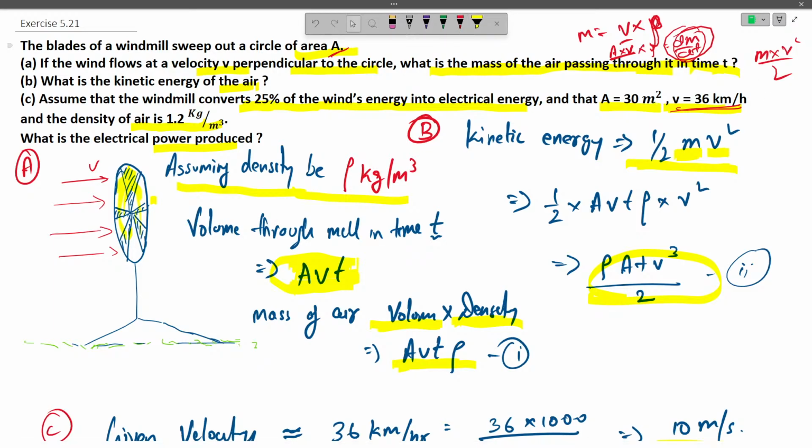Now the third question is, assuming that the windmill converts 25% of the wind's energy into electrical energy. Here wind energy refers to the kinetic energy that we found out by half m v square. If we multiply it with 0.25, then we will get the electrical energy that is being converted. So that is what is being asked, and we can easily calculate it using this expression. If you have any doubts, you can ask.